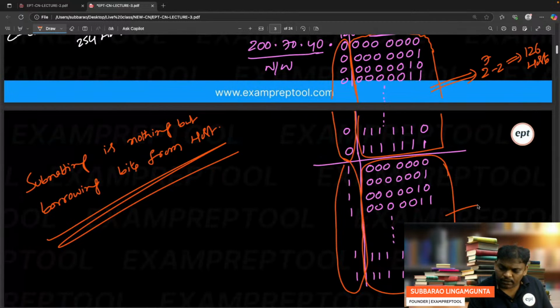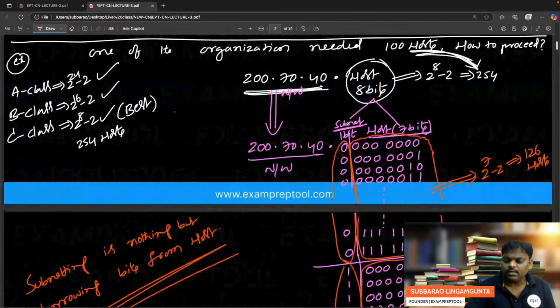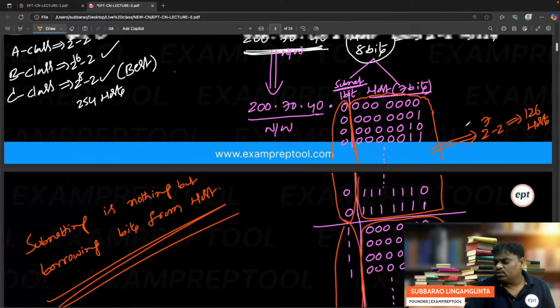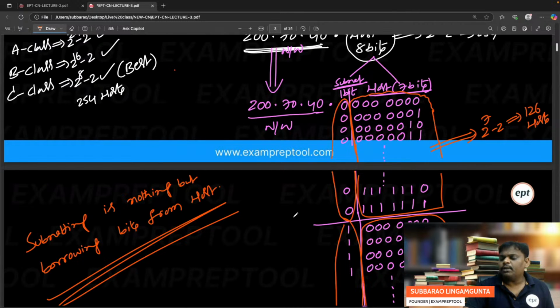2 power 7 minus 2, which is nothing but 126 hosts. Some people are asking, sir, you want 100 hosts, right? You have now 2 subnets. Sir, which subnet is given? You take whatever you want. First subnet also okay, 126. Second subnet also okay, 126.